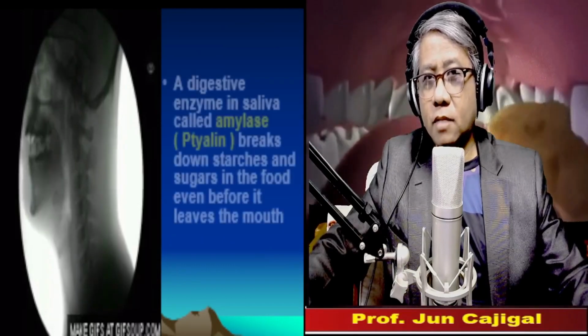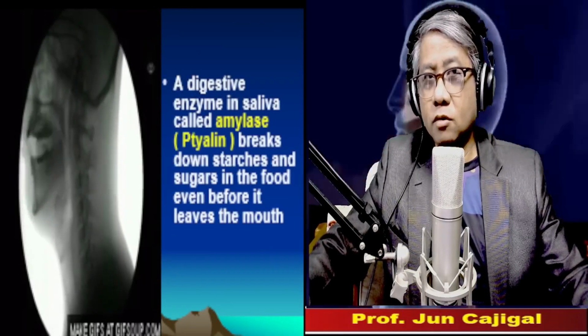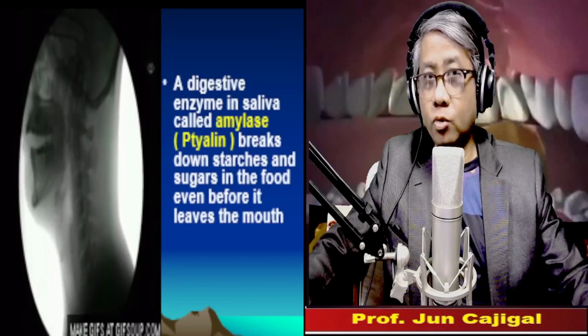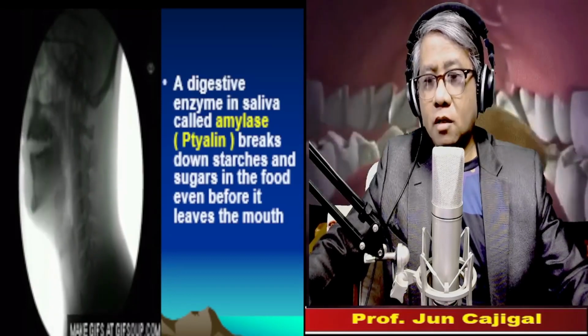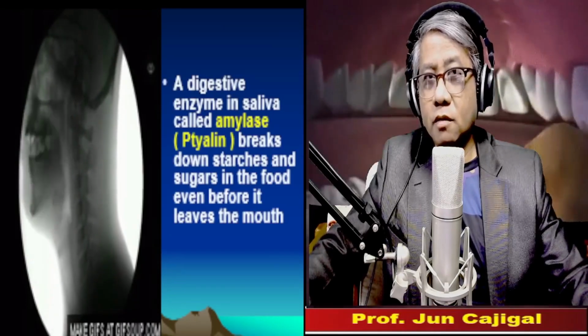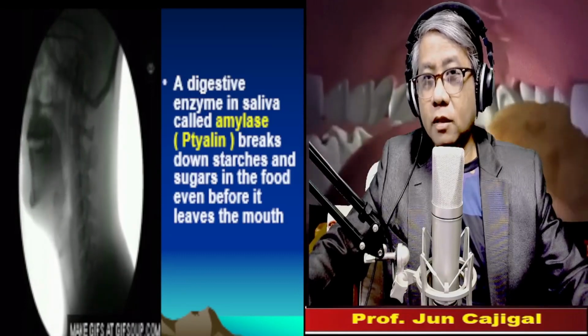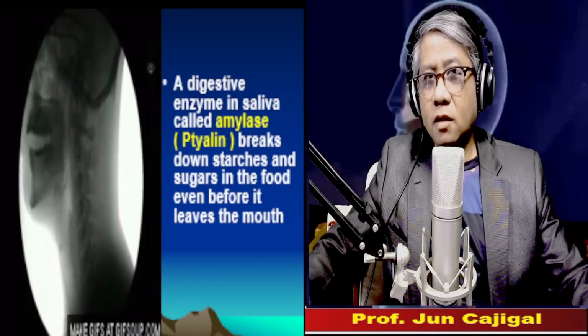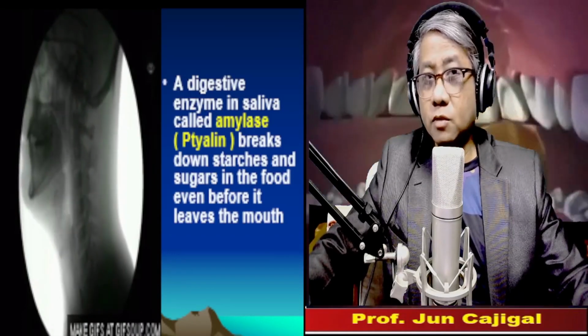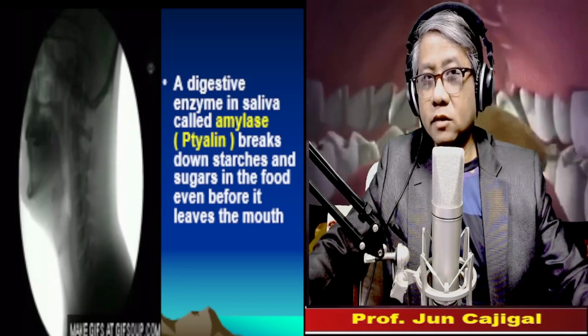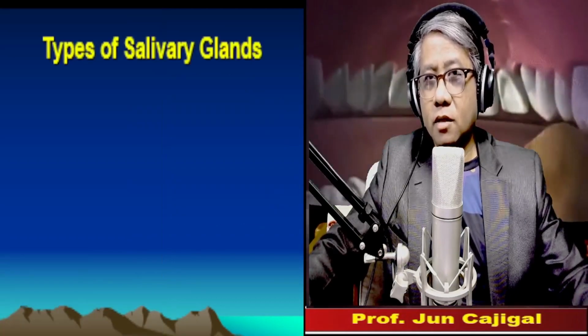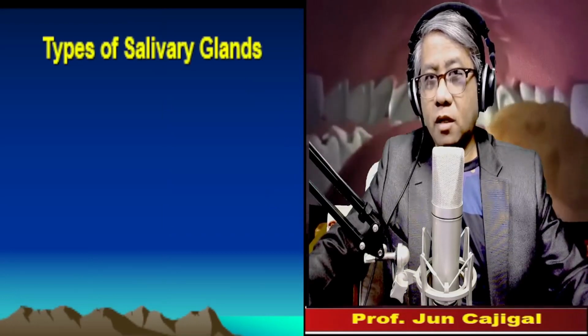Now, a digestive enzyme in saliva called salivary amylase or ptyalin breaks down starches and sugars in the food even before it leaves the mouth. And saliva is produced in specialized glands called salivary glands. Now, there are several types of salivary glands.